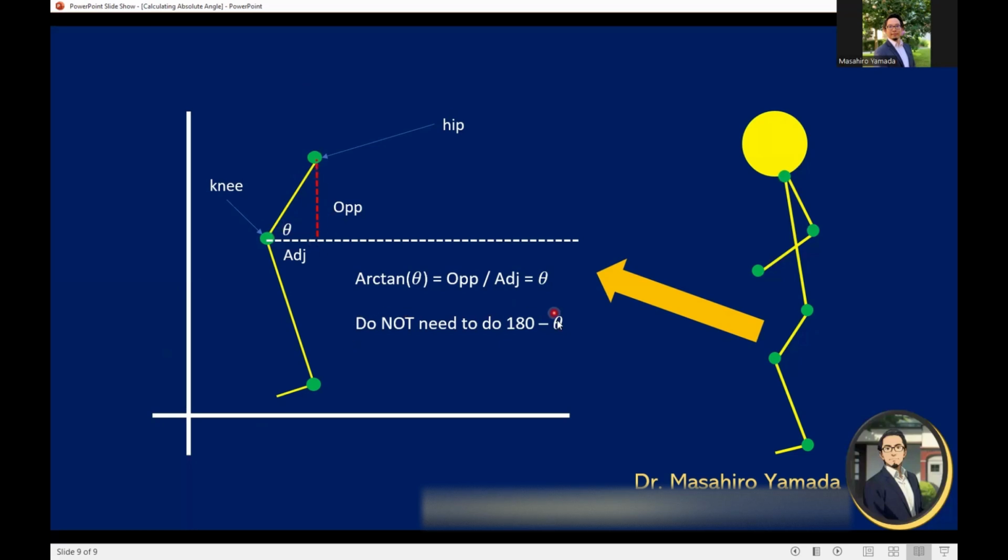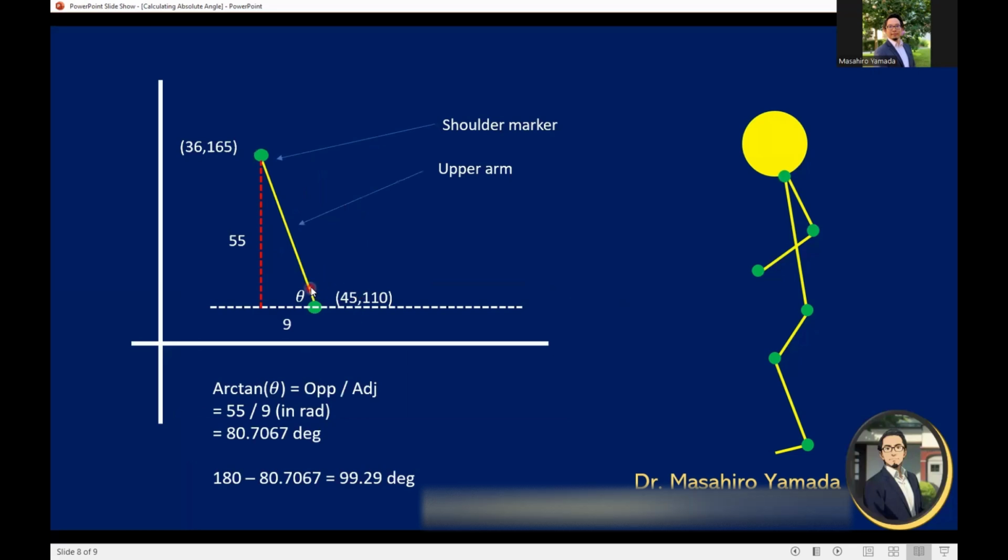One thing I want you to understand here is that you do not need to do 180 minus theta, because this is the angle you wanted to observe. In the previous example, you were obtaining the other side of 180 degrees, but you wanted this one. That's why you had to do 180 minus whatever you obtained.